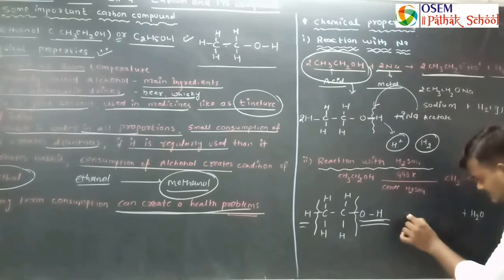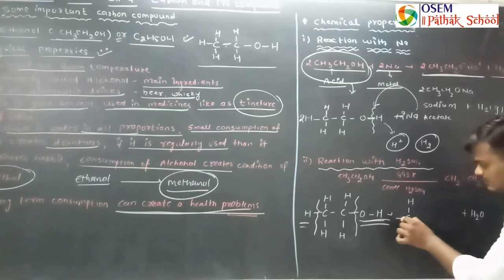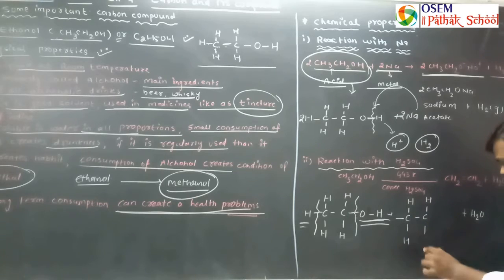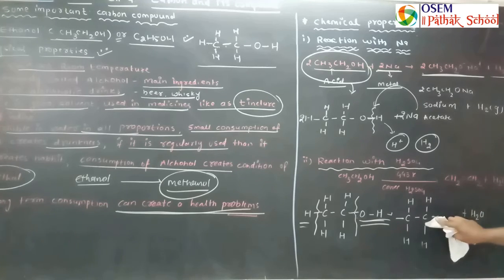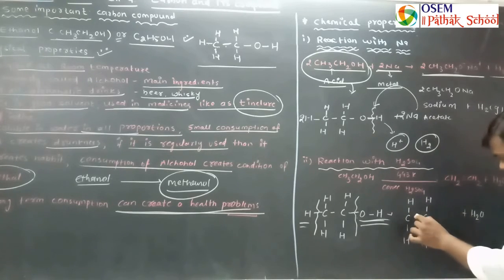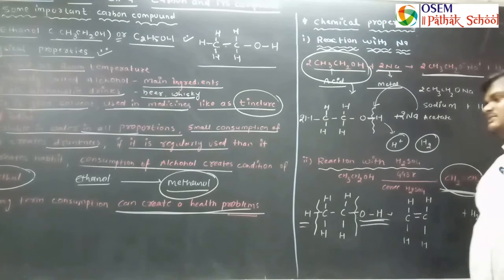Now what remains? Carbon, here hydrogen, here hydrogen. The hydrogen that was bonded here has gone. Here carbon, hydrogen, hydrogen, and from here OH has gone. So these two bonds will automatically form a covalent bond and make a double bond. So this will form CH2 double bond CH2, and this is your ethene. So ethene gas is removed.